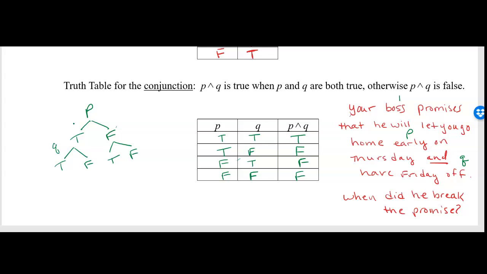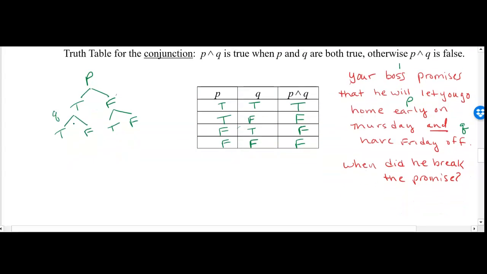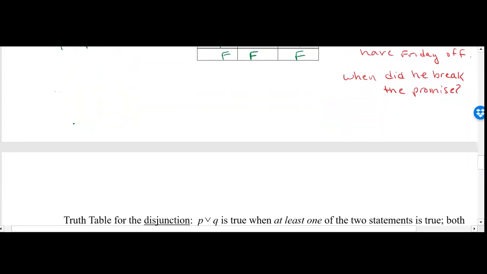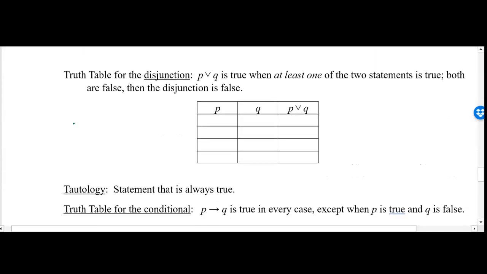In other words, the only time P and Q is true is when they're both true, because he has to follow through on the promise, and an "and" means that they both had to have occurred. All right, so that's your truth table for an and. That rule will always apply when we do different problems. Now let's do the or.